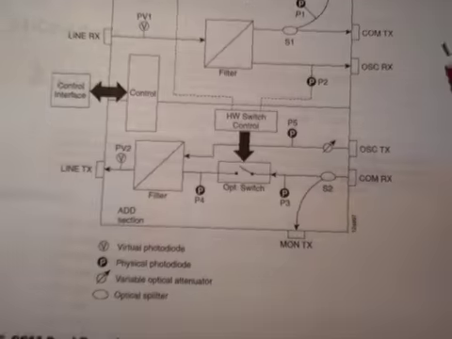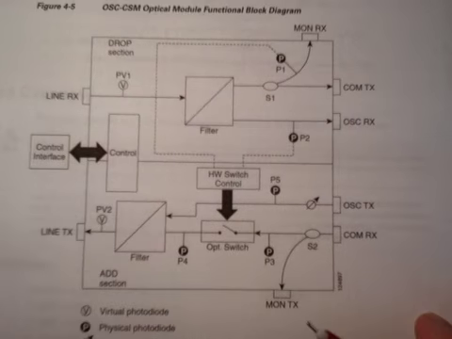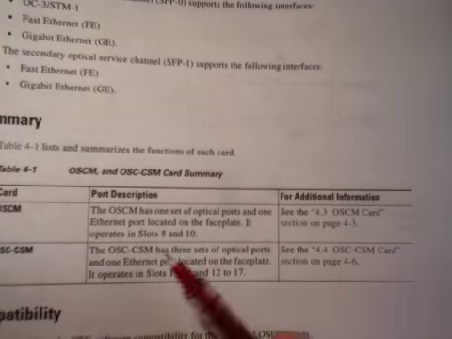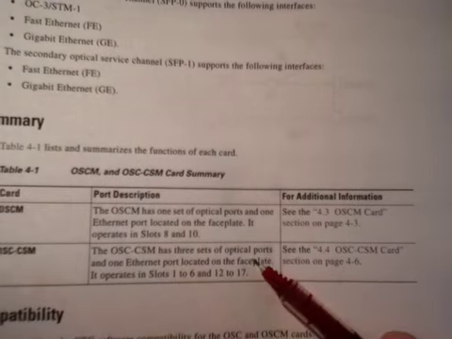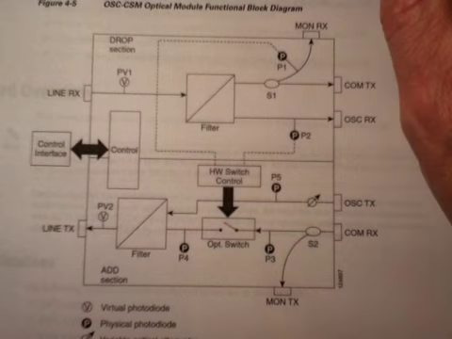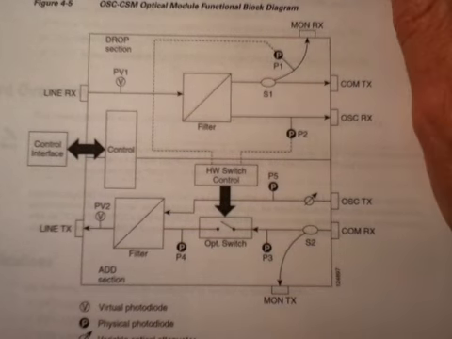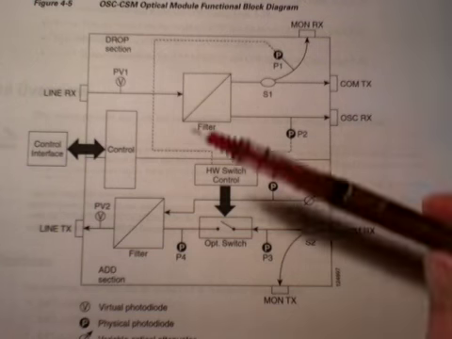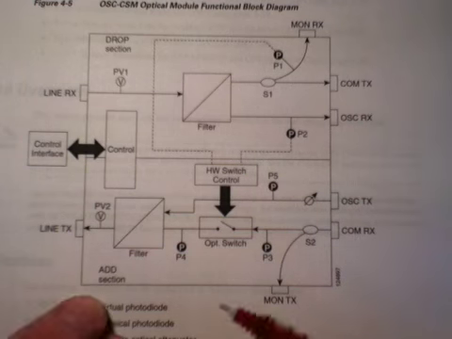Okay, here's the block diagram of the OSC. Let's see, this is the OSC CSM card. Yeah, this is the fancy one, I guess. 3 sets of optical ports and 1 Ethernet port. Okay, so let's see if we can figure out what everything is here. So we have a transmit side and a receive side.